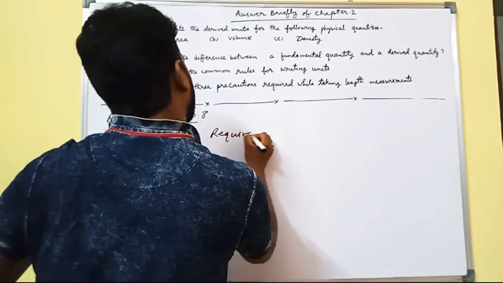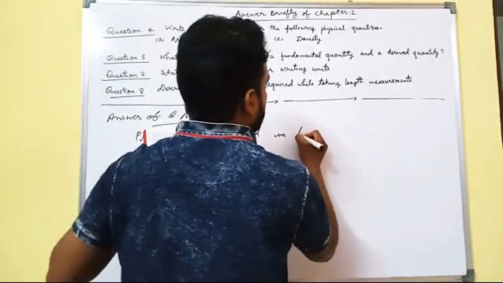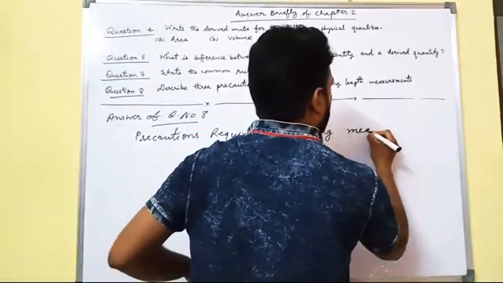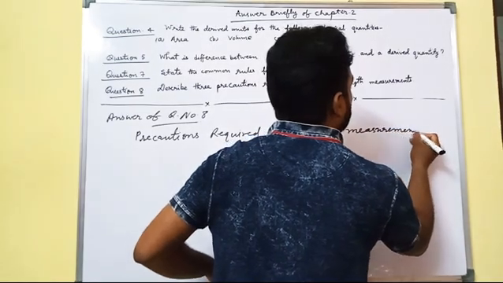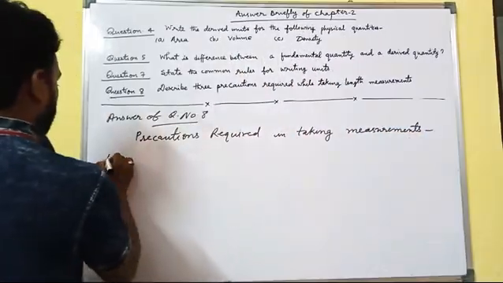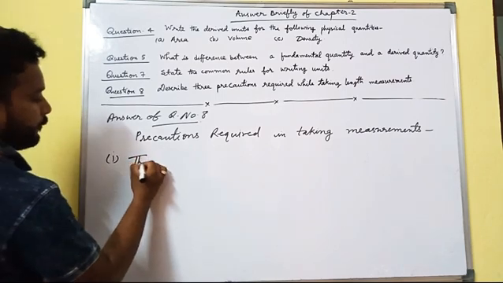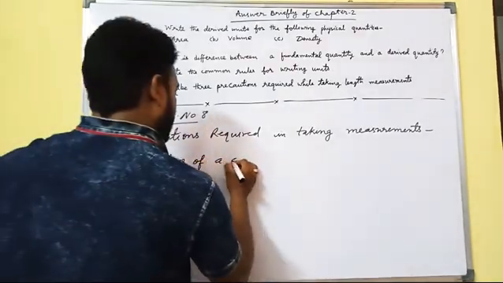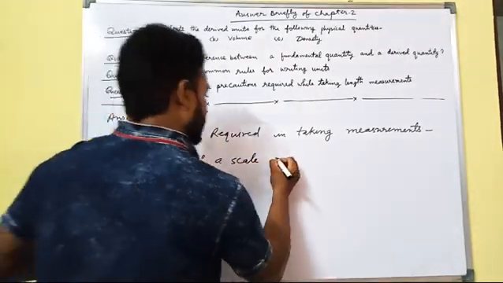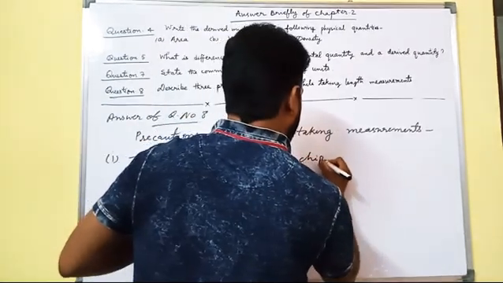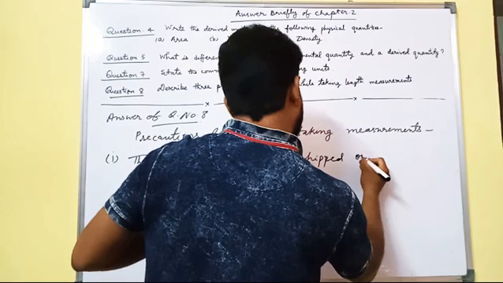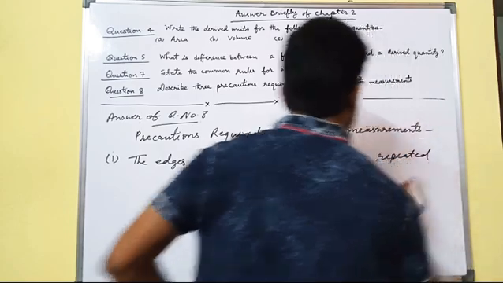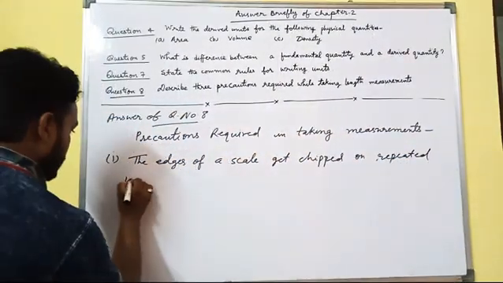precautions required in taking measurement. The first point will be: the edges of a scale get chipped on repeated uses.